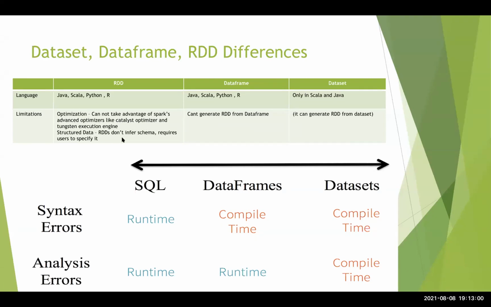RDDs don't infer the schema. We have to specify it. You have to specify it here also, but here you have some options, like if you read a CSV file, you can set header equal to true. It will know at least the column names or something like this. So this is what it is.